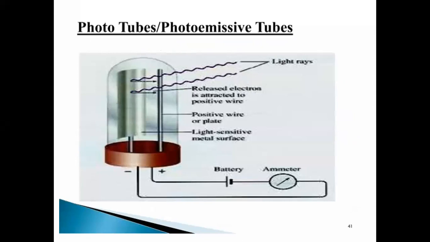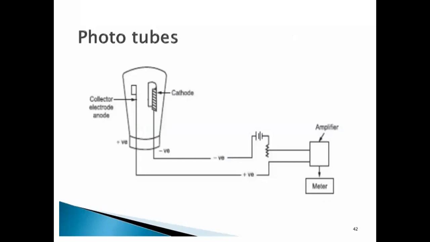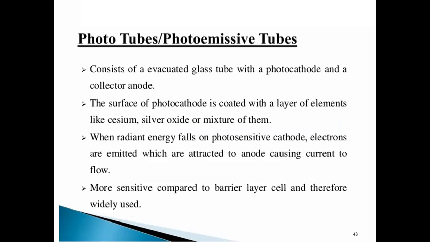We are observing here an evacuated glass bulb containing a metal wire that acts as an electrode system. See this one. One is the cathode and one is the collector electrode, the anode. So positive end and negative end. Now this photoemissive tube consists of an evacuated glass tube with a photocathode and a collector anode.